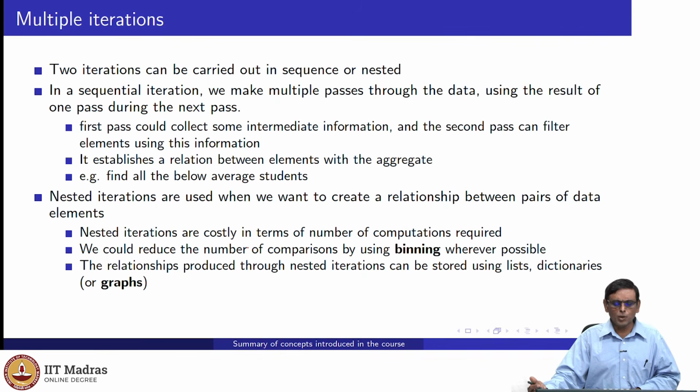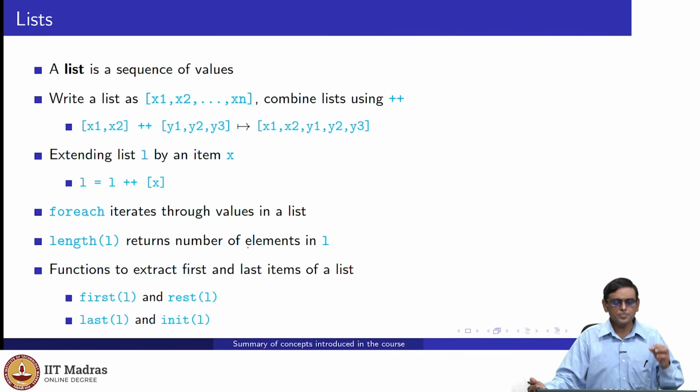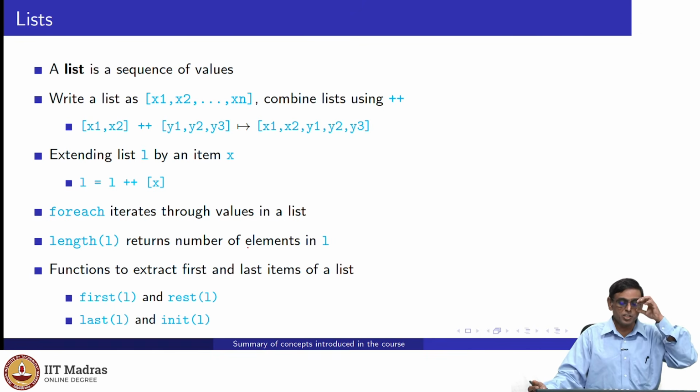Then we said that we could produce the relationships and store those relationships. How do you store the relationships? Typically in the form of lists, maybe sometimes dictionaries, and then we learned this beautiful thing called graph. Okay. What is a list? A list is just a sequence of values. You can append to lists, you can add an element to a list, you can iterate over a list. This is most interesting, right?